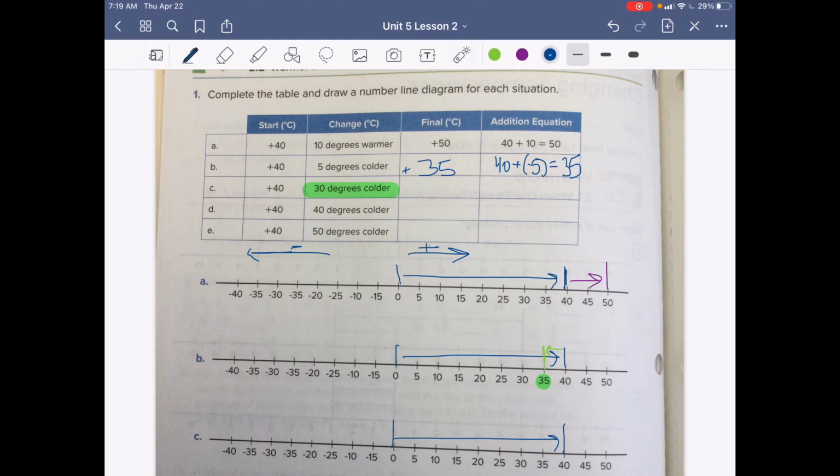So let's change our color. So we went from 40 and we're going 30 degrees colder. So we have 5, 10, 15, 20, 25, 30, which is going to put us right here at this 10. And we're going 30 degrees colder. So our new answer for where we're hanging out at is at 10. So we're going to go ahead and we can fill in that 10.